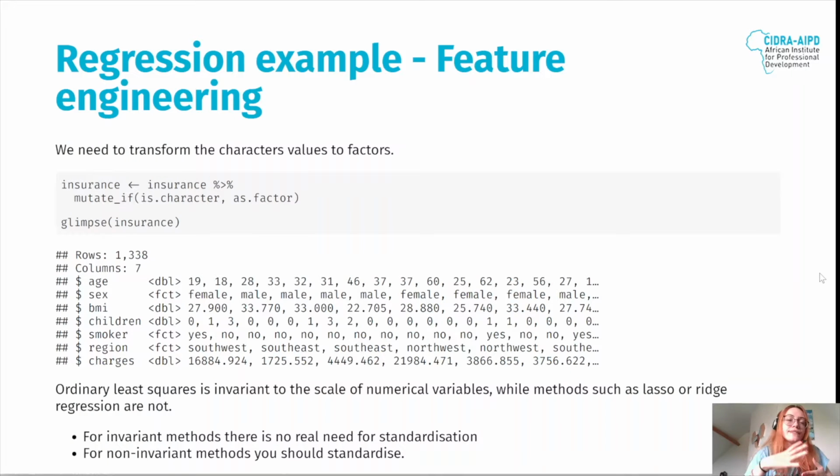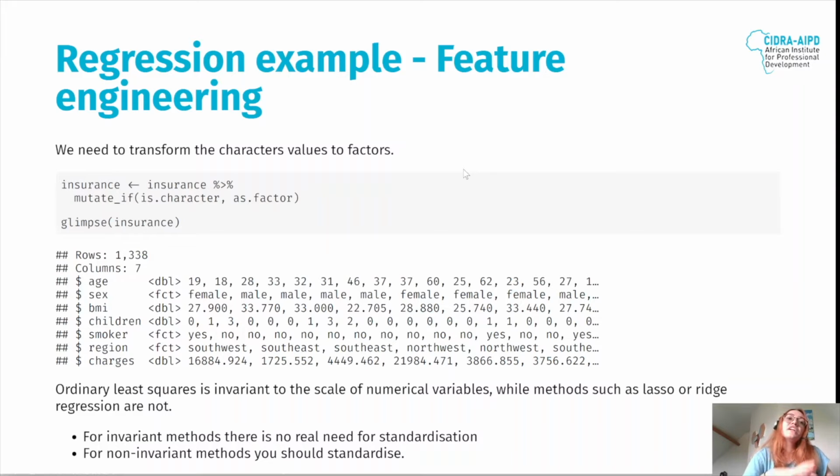So this is the first thing we are gonna do here. We are gonna transform the character values to factors by using the mutate_if function. What this function does is we're gonna mutate, we're gonna alter the variable if a condition is met. So what I'm saying is, if my variable is a character, the transformation that I'm gonna apply is the as.factor function. So then if we see the glimpse, now all the characters became factors.